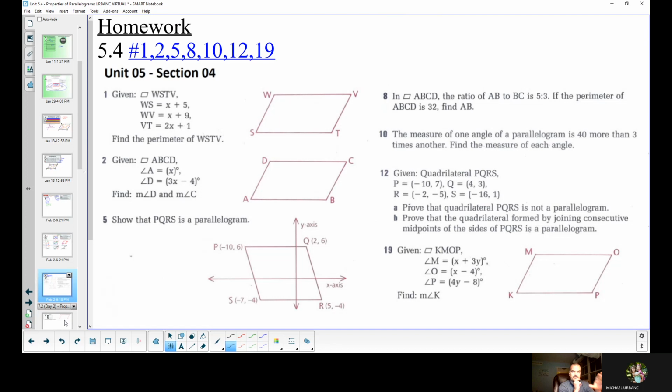We'll talk a little bit, maybe in the next video I do, on number 5, how to prove that that's a parallelogram using coordinates. But for right now, I think that should suffice.